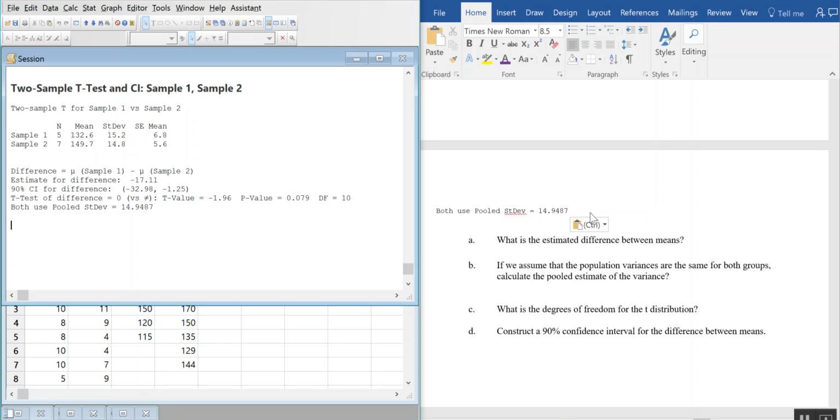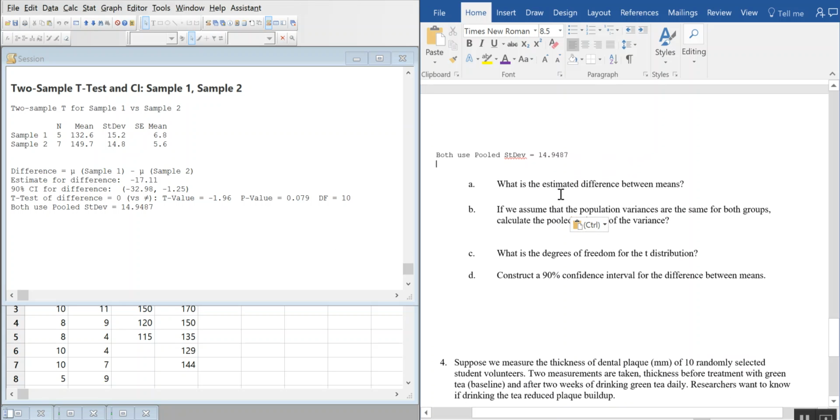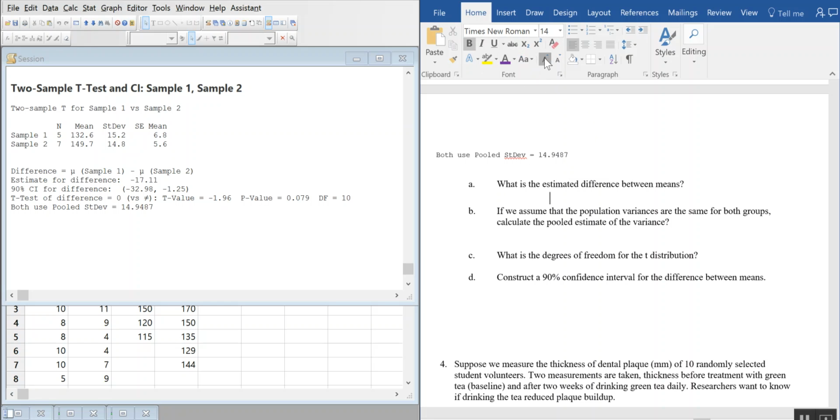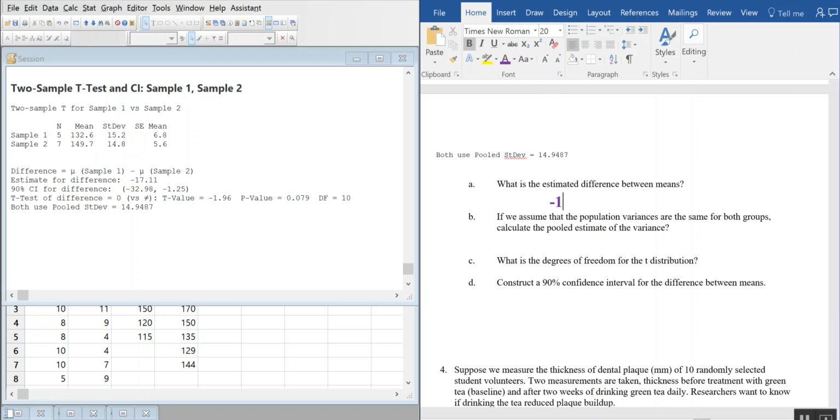All right, first up, what's the estimated difference between the means? Well, where's my estimated difference for the means? Oh, negative 17.11. That's it. So I'm going to do that in purple. Negative 17.11.